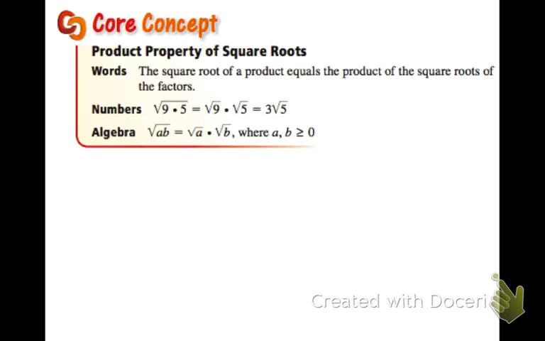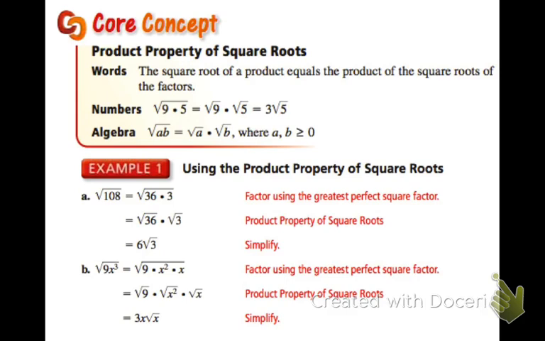The first property is the product property of square roots. The square root of a product equals the product of the square roots of the factors. So if we have the square root of 9 times 5, we have the square root of 9 times the square root of 5, and it can simplify to 3 square root of 5.